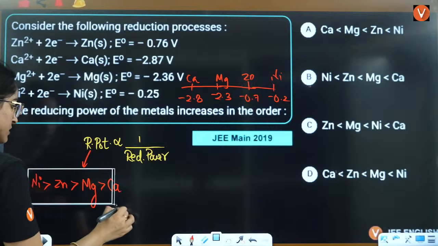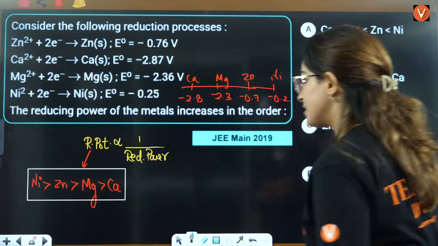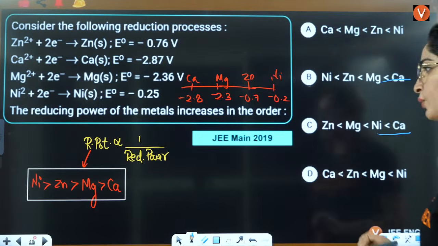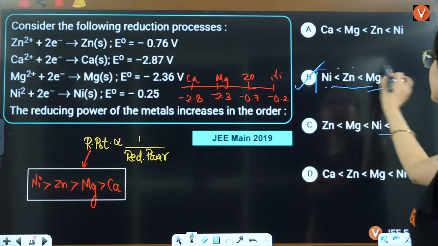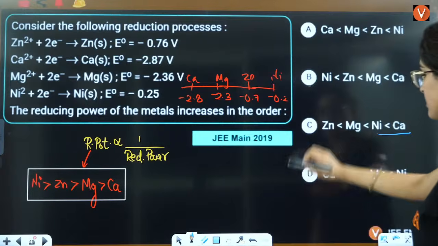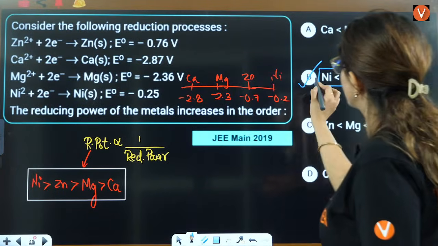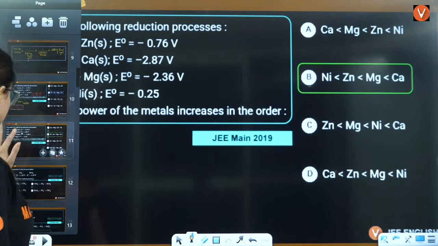Right, everyone? Tell me. Now the opposite will be the order here. Calcium will be maximum, right? Then you will have magnesium, then you will have zinc, then you will have nickel. So B will be the correct answer. B is going to be the correct answer here.